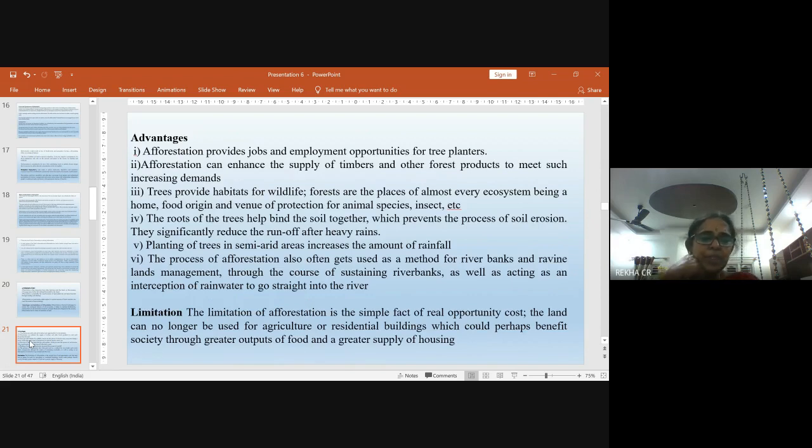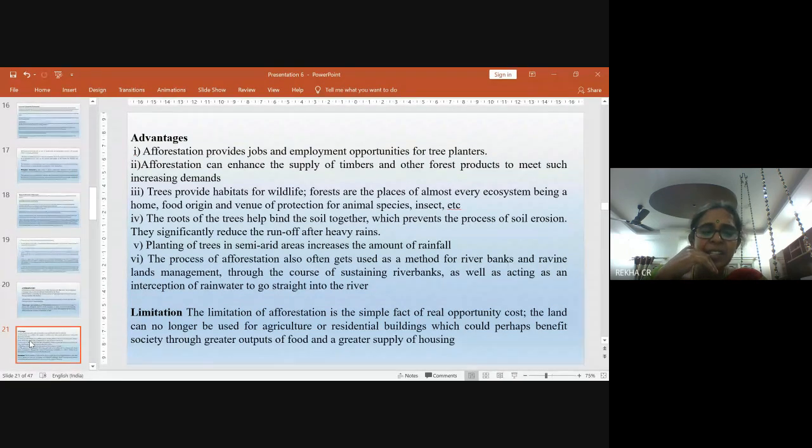So you have a number of advantages. It provides jobs and employment for tree planters. It can enhance the supply of timbers. It provides habitats for wildlife, and the roots of the trees help to bind the soil together, preventing soil erosion. Planting of trees in semi-arid areas increases the amount of rainfall, and the process of afforestation also often gets used as a method for river banks and ravine lands management, sustaining river banks as well as intercepting rainwater from going straight into the river. So these are a number of advantages.